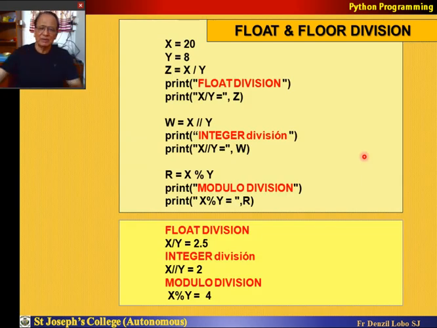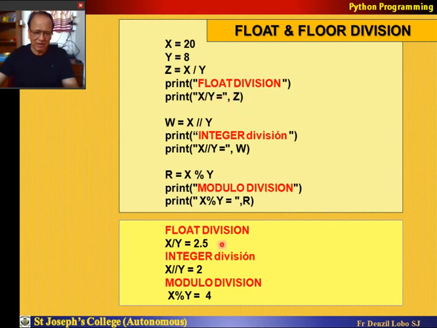For example here, this is a Python program. 20 is assigned to x, 8 is assigned to y. So x divided by y, that is floating division. What is the answer of z? x divided by y is equal to z.